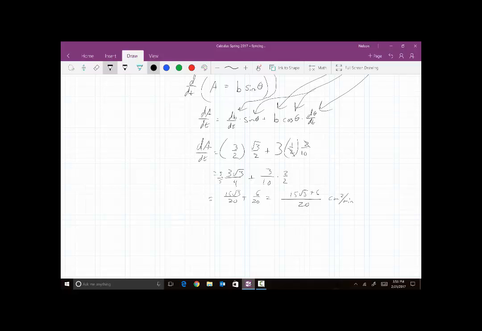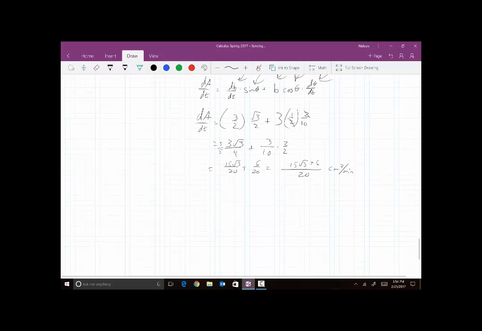If you want to know an approximation, you just plug it in a calculator and you get an approximation. Okay, that's cool. Let's do another one.